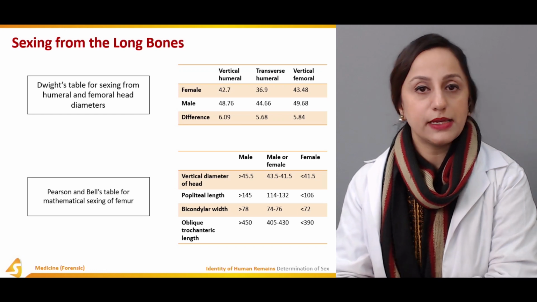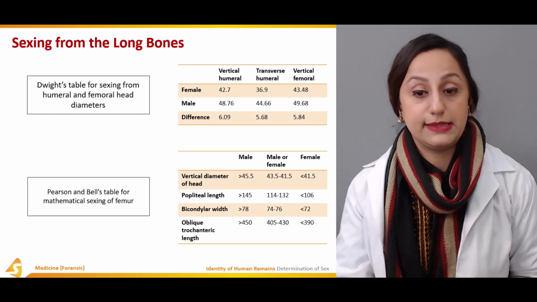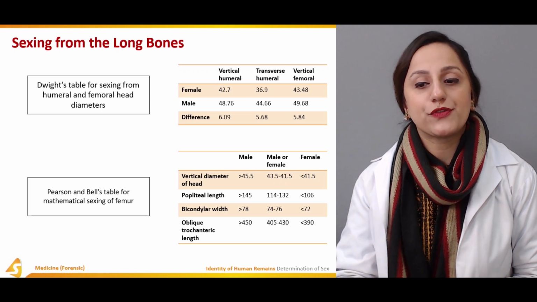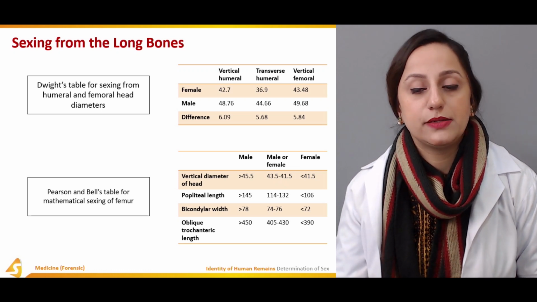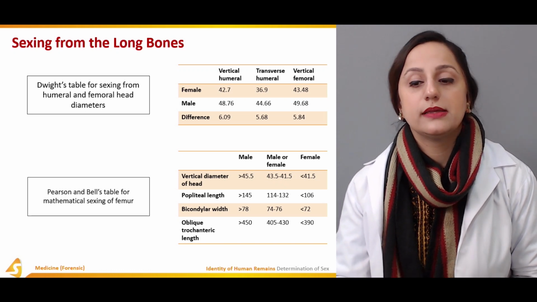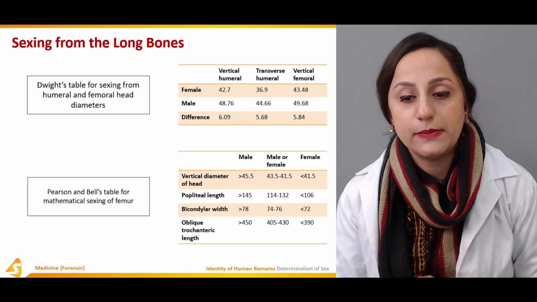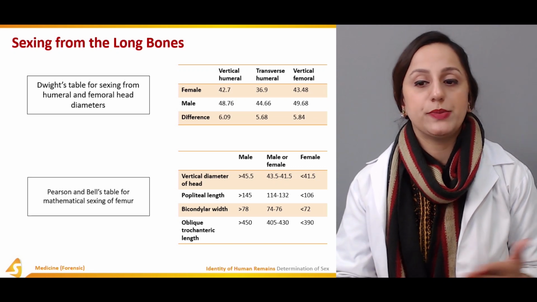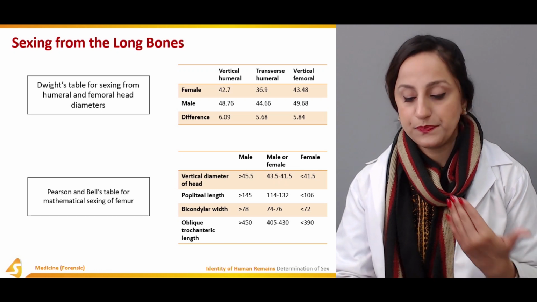Then there is another table, known as Pearson and Bell's table for mathematical sexing of the femur. The vertical diameter of the head is compared with the popliteal length and the bicondylar width. They can also be compared in the males and the females. And the oblique trochanteric length can also be compared in the males as well as in the females.